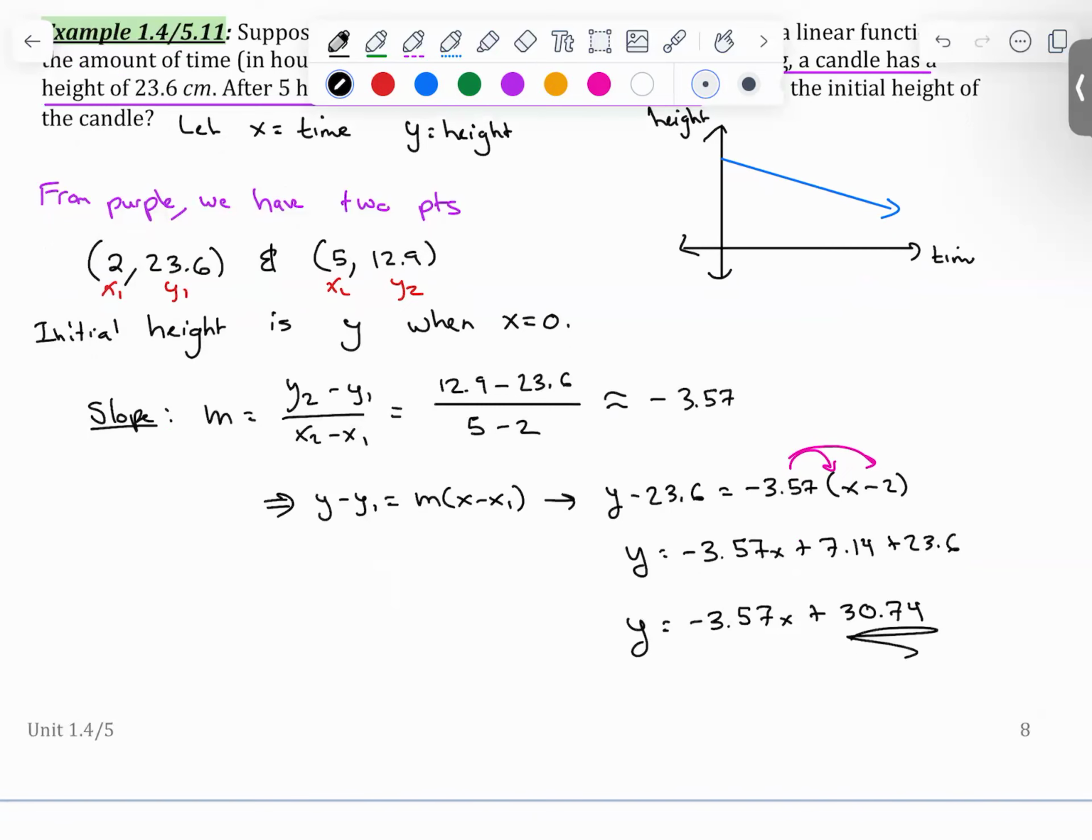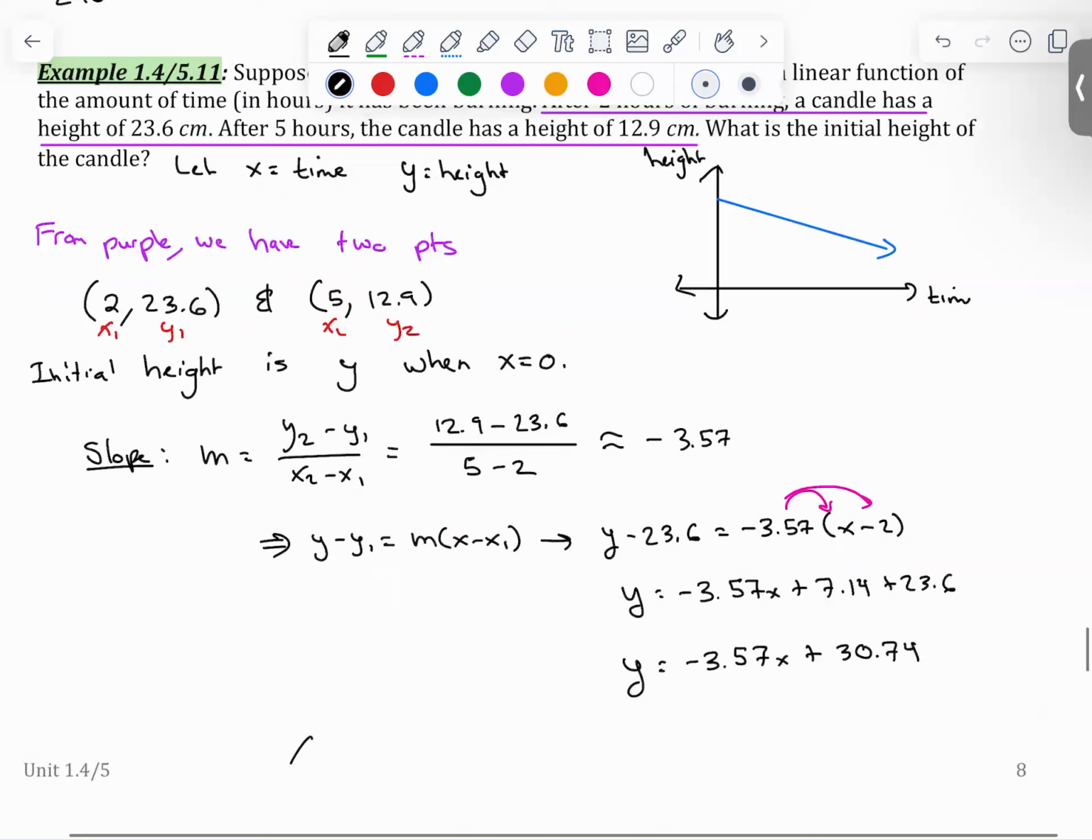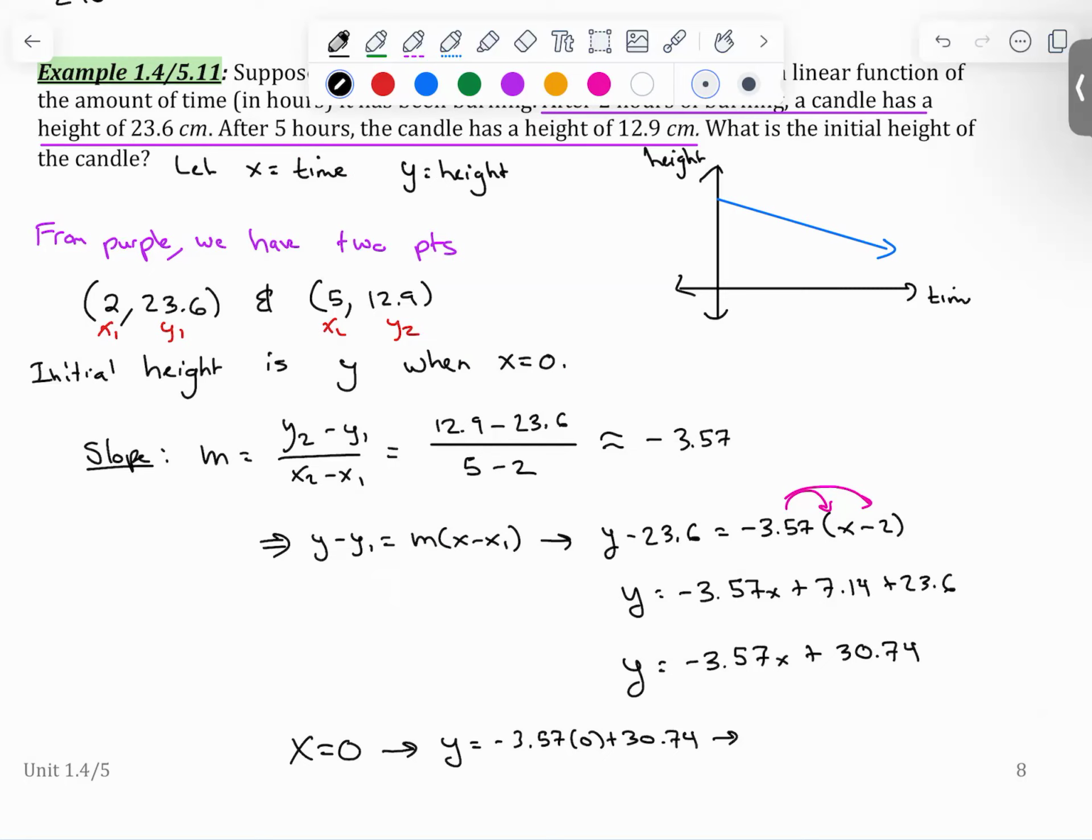So we can immediately claim, because we're finding the y-intercept, but you can also, because maybe it didn't ask what the initial height is. Maybe it says what will be the height after 6 hours, in which case you'll plug in that value. x equals 0 in this case, and y will equal negative 3.57 times 0 plus 30.74, which gives us that the initial height is 30.74 centimeters.